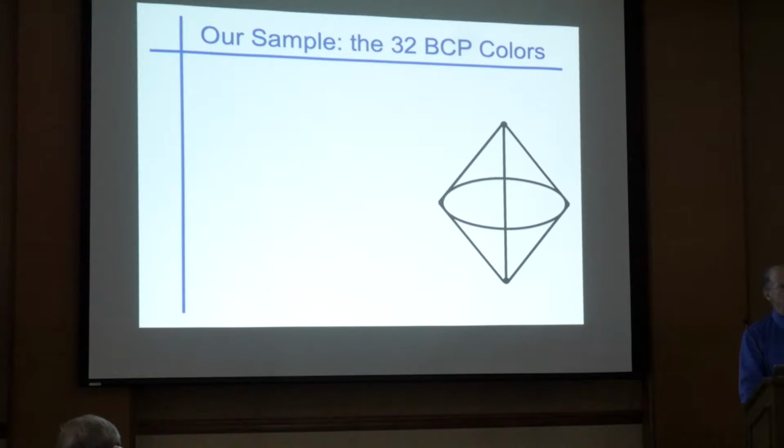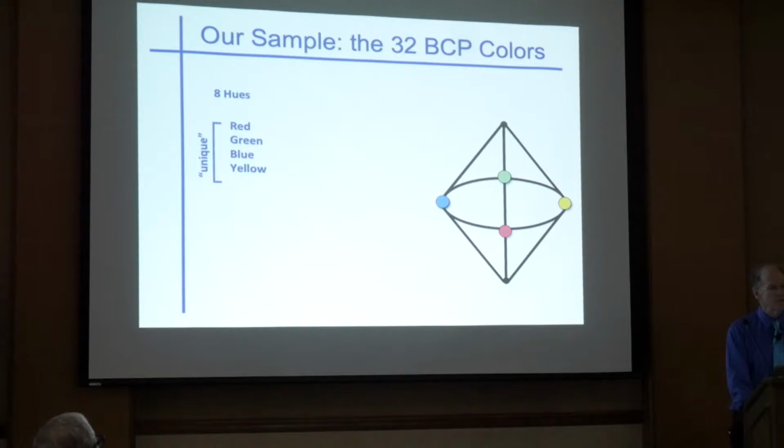The colors that we actually studied the preferences of are 32 colors. We call these the 32 BCP, the Berkeley Color Project colors. And we use 8 hues, which consist of something close to the 4 so-called unique hues of red, green, blue, and yellow.